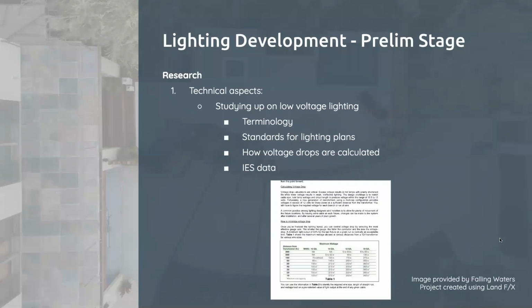On the technical side, we needed to know how lighting works. So we studied up on low voltage lighting, which is the first step that we took. We needed to understand the terminology behind it all. We needed to figure out what the standards are for lighting plans, how voltage drops are calculated, and then also look into IES data, which provides those photometrics.